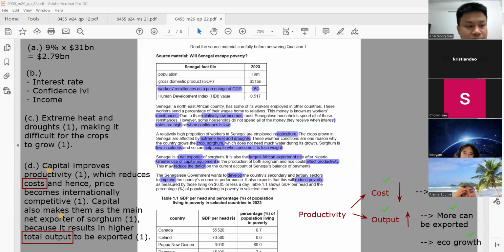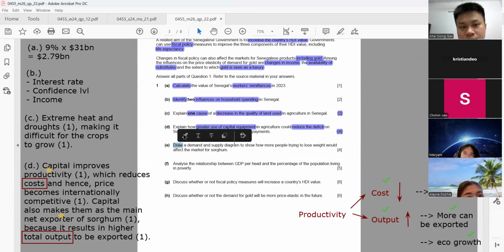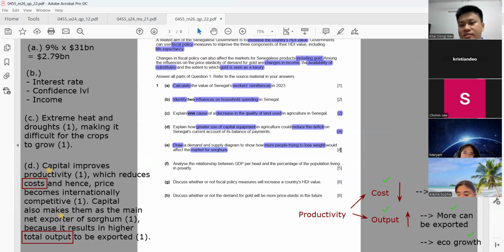Okay, the next question. I have something to talk about. Graph. Question E. Draw a demand and supply diagram to show how more people trying to lose weight would affect the market for Sohom. 4 marks. Tell me, do you need to explain or not for this one? No need. Only drawing the graph, right? What if I set it as 5 marks? If it's 5 marks, 4 marks for the diagram and 1 mark for the explanation, correct? 1 mark for the statement.